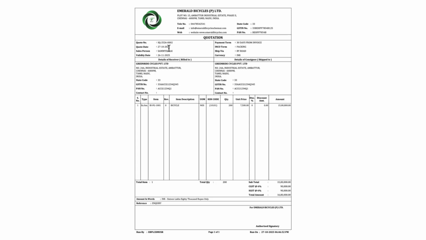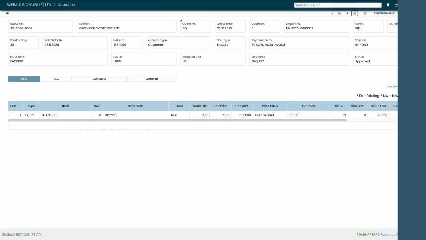This document consists of the details that have been entered, which holds your item description, the HSN code, quantity, unit price which you have entered, and so on. And then we have your total item, total quantity, and your tax calculation will also be calculated and displayed at your total amount. So this is how you'll be generating a report for your quotation.